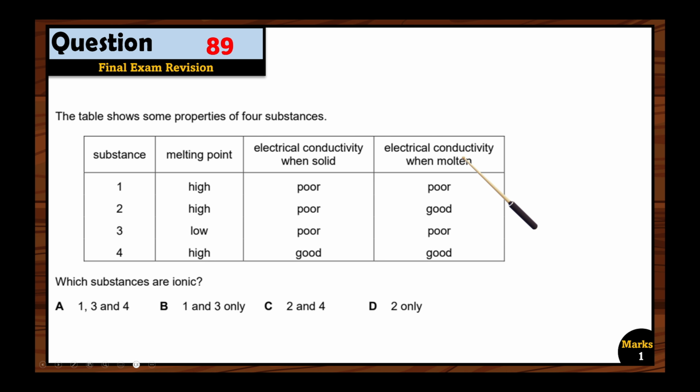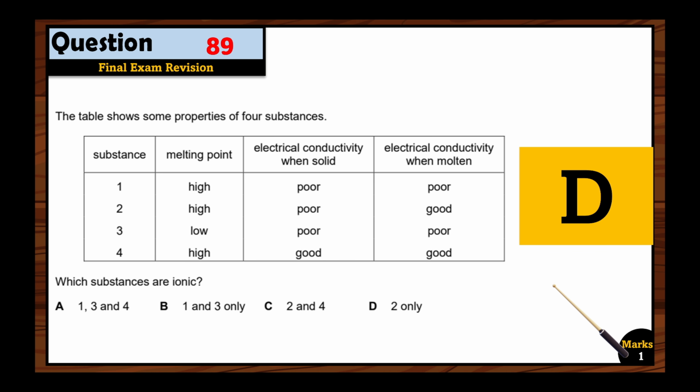Let's see electrical conductivity when molten. They again say it's poor. No, when they are melted, they are very good conductors of electricity. So good is the right option. So what are we left with? Only option D, substance 2. So 2 is the only correct option.